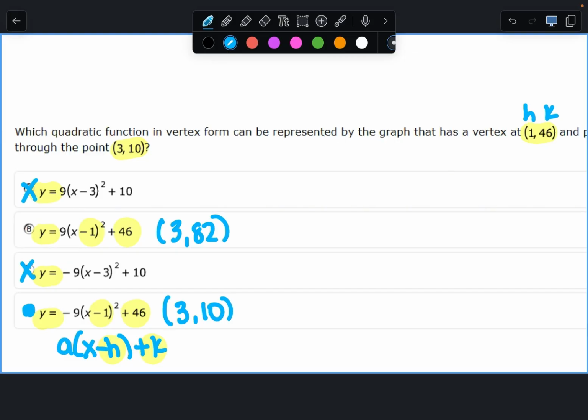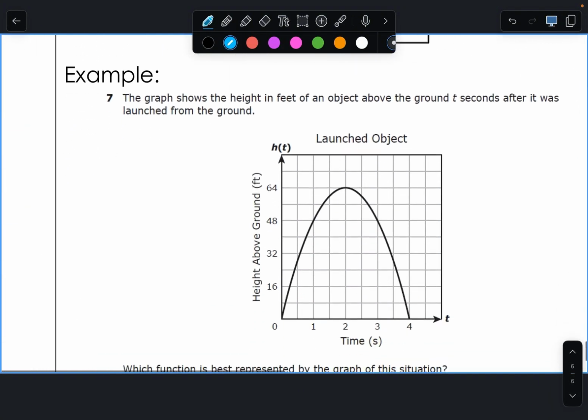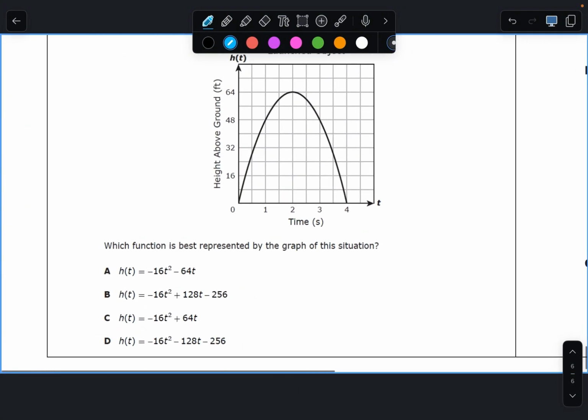What's the next page? Oh, the next page. Matching a graph to an equation. Intimidating, but not really. Okay. There's 2 different ways to do this. Let's just do it this way first.